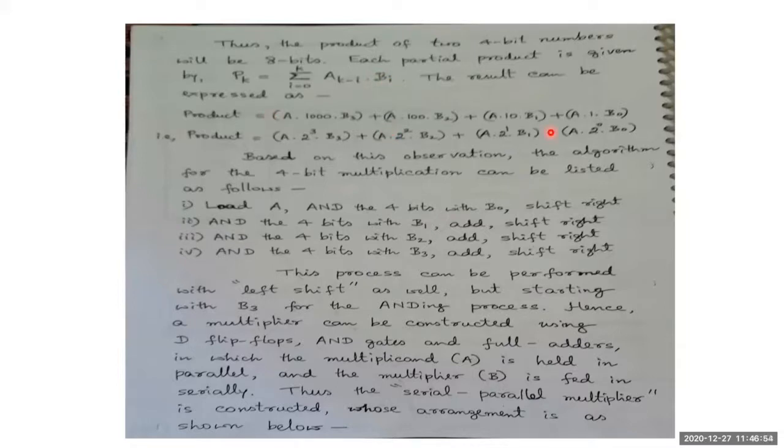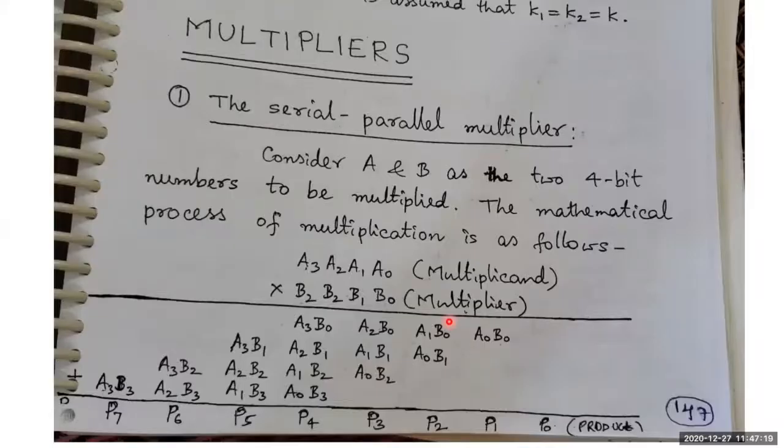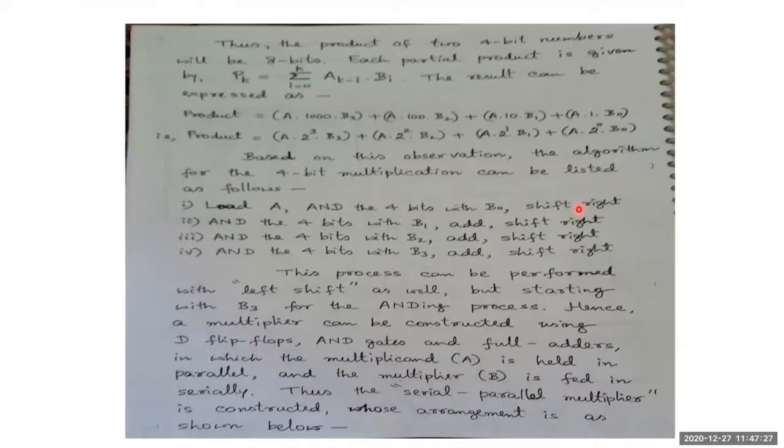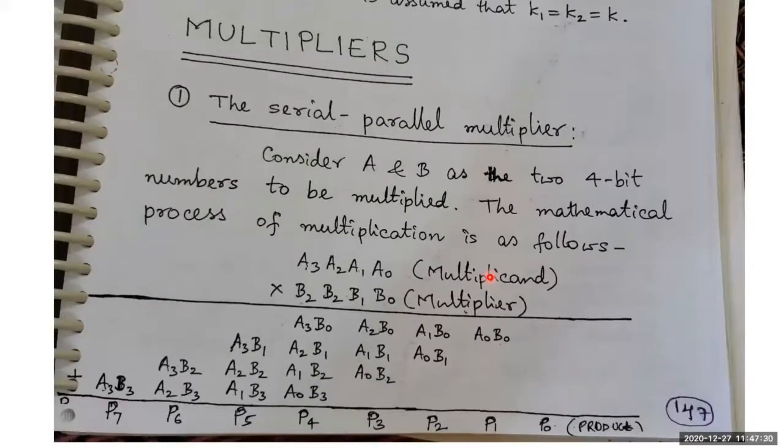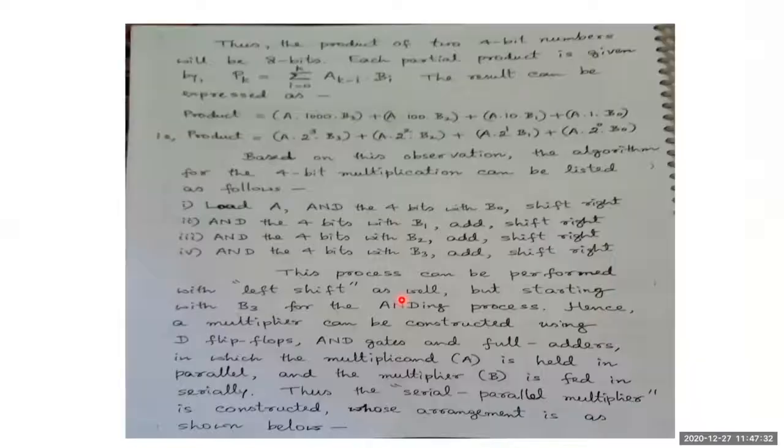Now we will try to see the construction of this particular multiplier in terms of a schematic. So let us see how many adders and how many AND gates we need for this one. Let us see the operation. Based on this observation, the algorithm for this particular 4-bit multiplication can be listed as below. First, load A, and the first 4 bits are ANDed with B0. What is happening here? All the 4 bits A0, A1, A2 and A3 are ANDed with B0. The same thing we have written. Then it goes on shifting to the right.